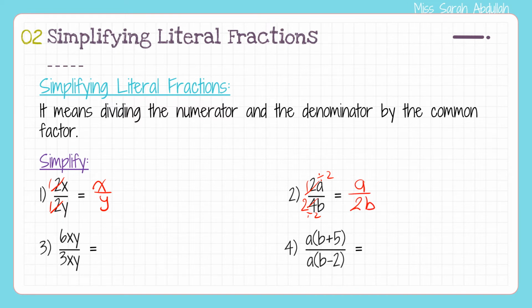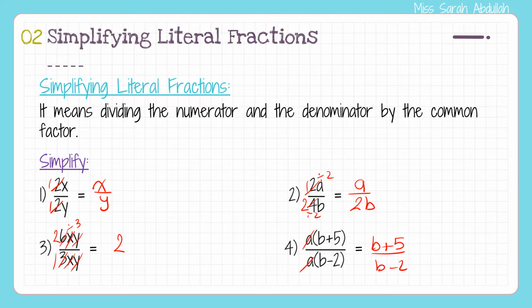The third one, x with x, y with y. And if I divide it by what? In the denominator I have 3, so I can divide by 3 and by 3 here. It becomes 1 and this one becomes 2. So the answer is just 2. And number 4, I have a and a, so the answer is b plus 5 over b minus 2.